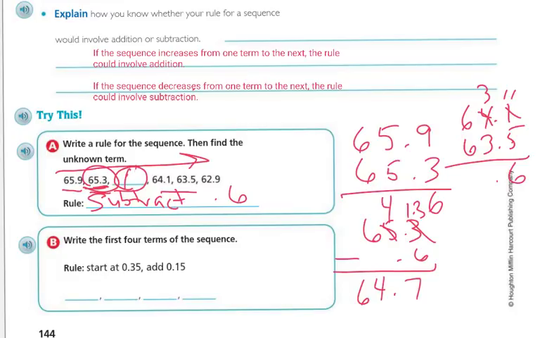So the answer in here is 64.7. Oops, sorry, you can't see that. 64.7 should be inside the blank.